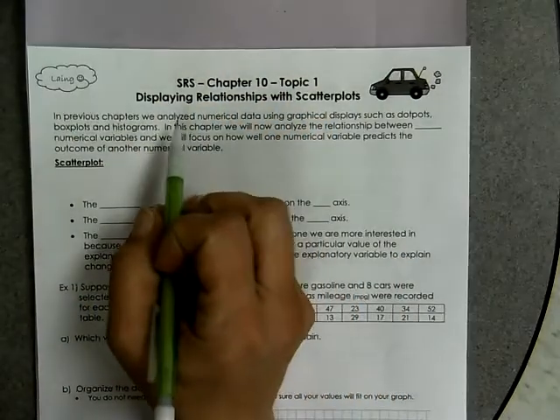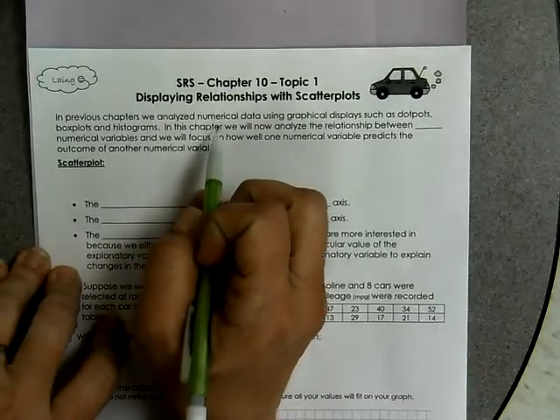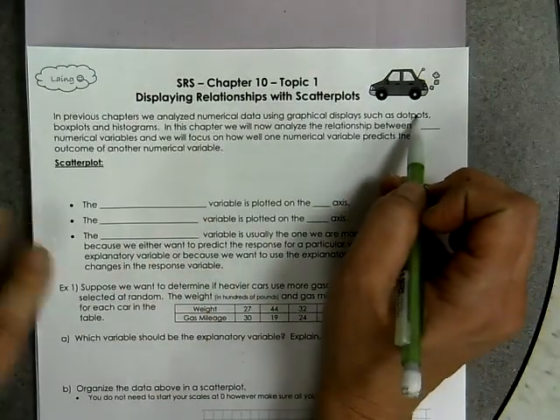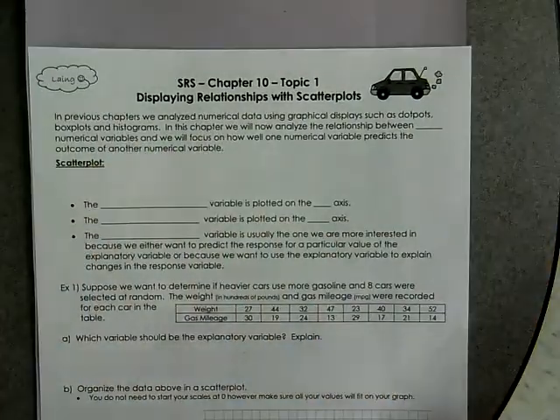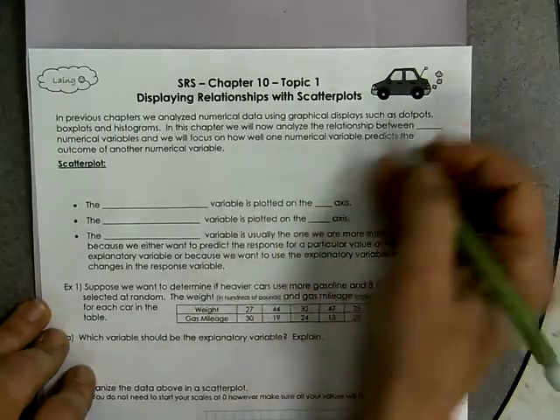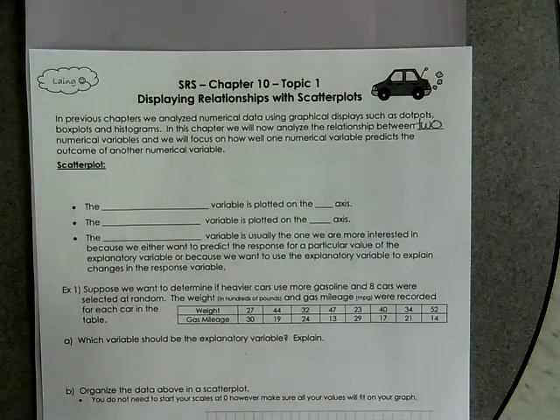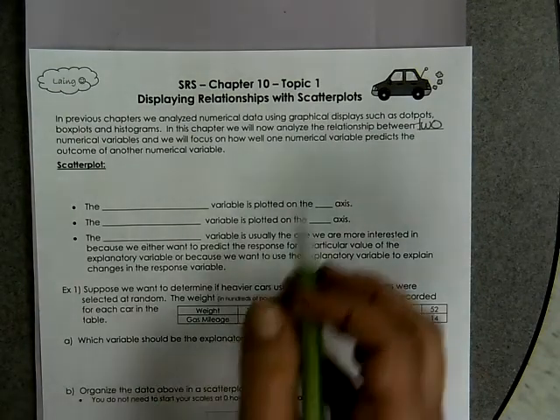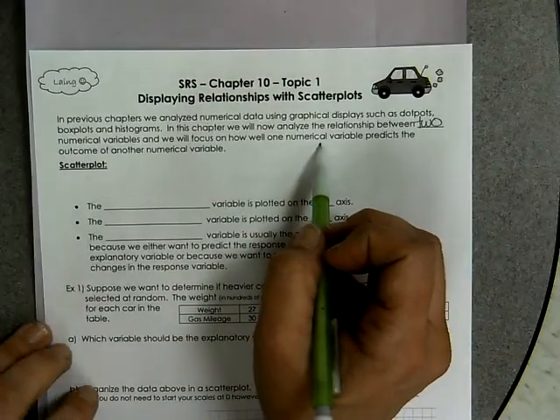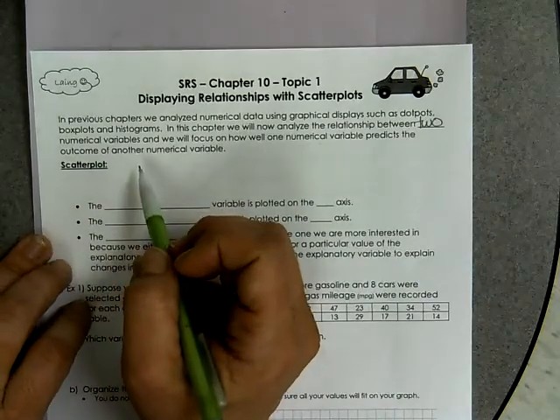So in previous chapters, we analyzed numerical data using graphical displays like dot plots, box plots, and histograms. But in this chapter, we're going to analyze the relationship between two numerical variables and focus on how well one numerical variable predicts the outcome of another.